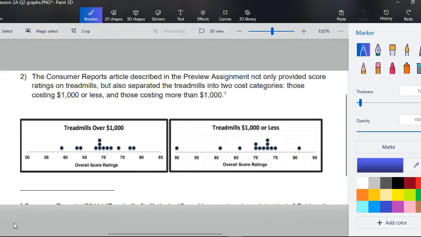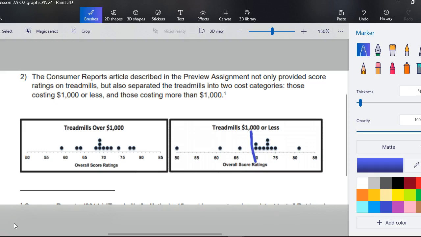like one of the sample arguments for your friend buying a cheaper treadmill could be, when looking at the bulk of the data points in each of the distributions, the cheaper treadmills seem to have a higher rating, and almost all of the cheaper treadmills are rated, let me see, right here.